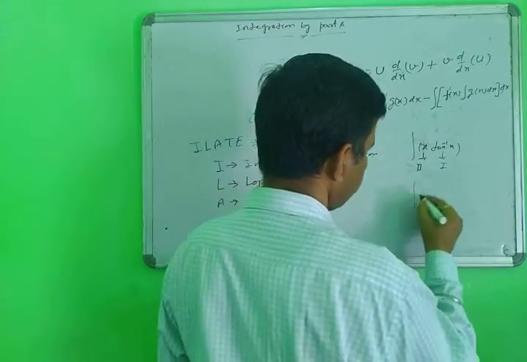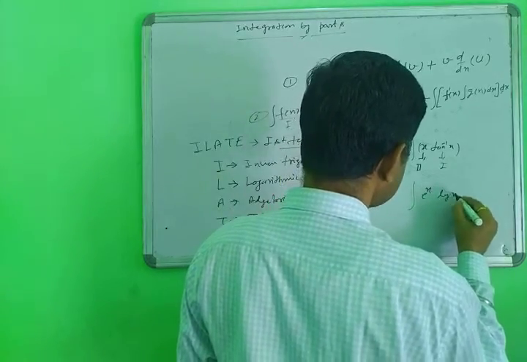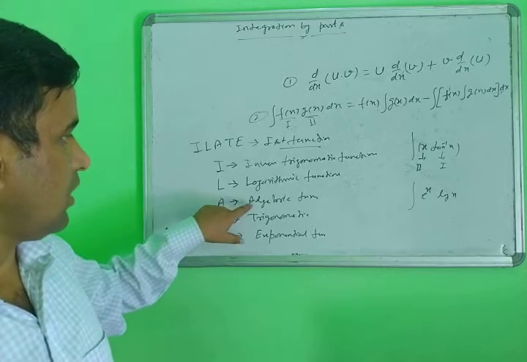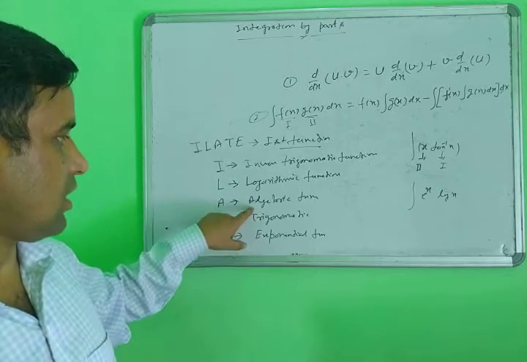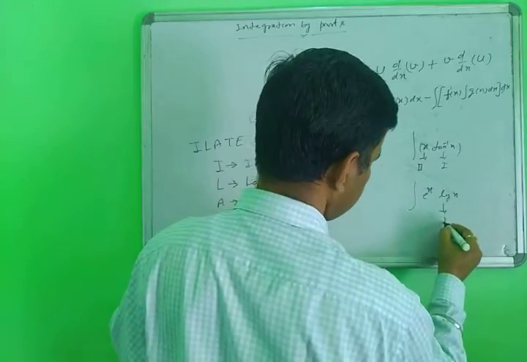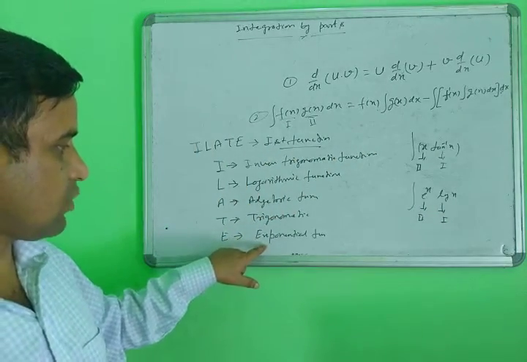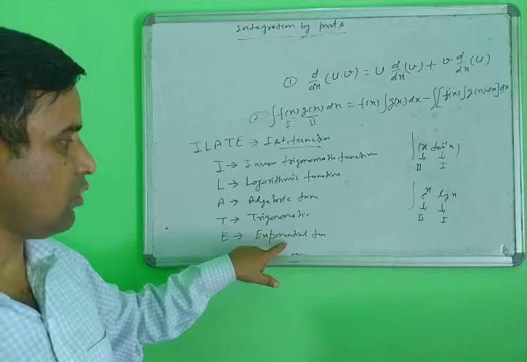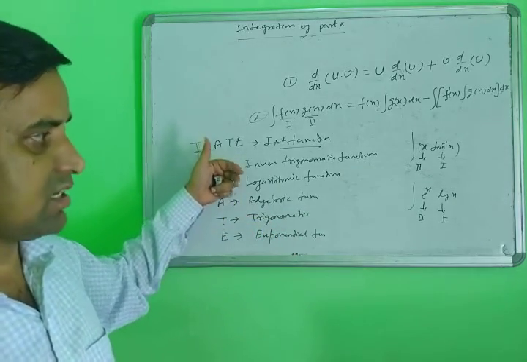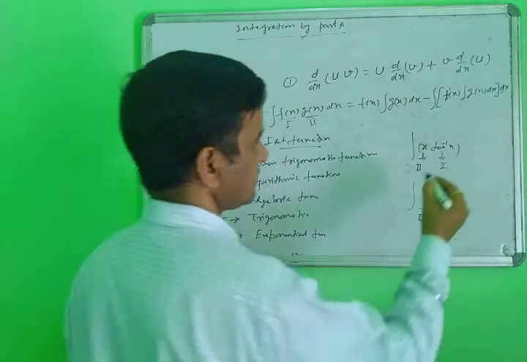Suppose you have e to the power x and log x. Which will be first and which will be second? According to these rules, the logarithmic function comes first, so log x will be used as the first function, and e to the power x will be the second. Because the exponential function comes last, it will always be selected as the second. Those functions that come earlier in the sequence are selected as the first function.